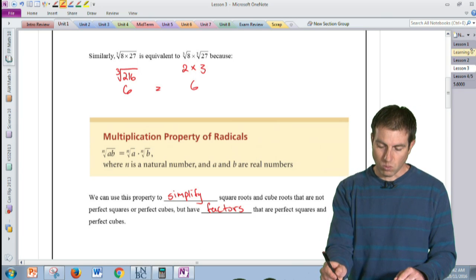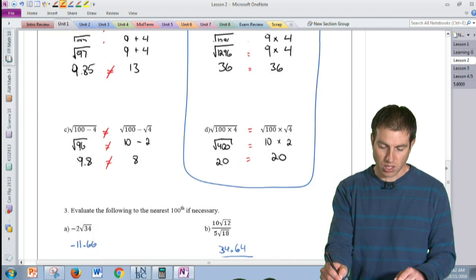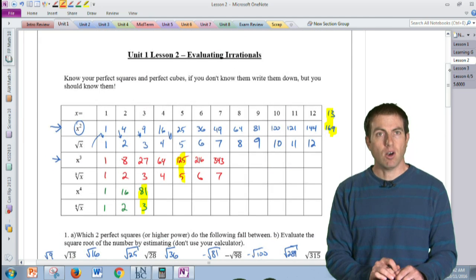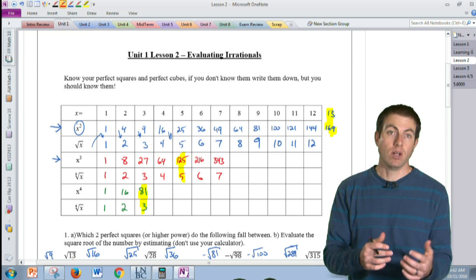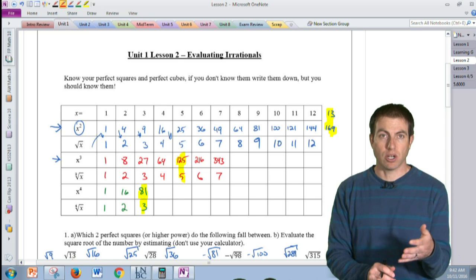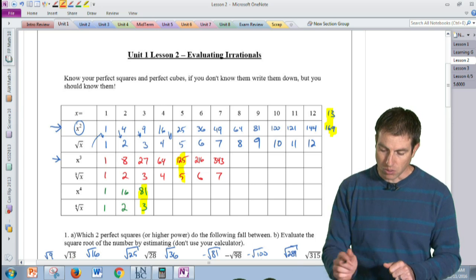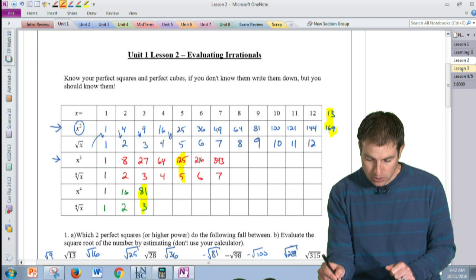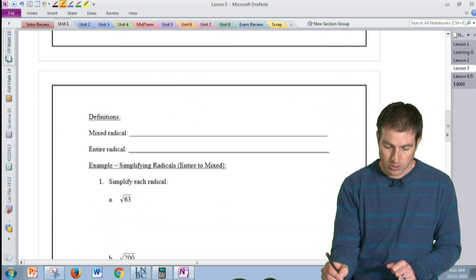So this is why we talked about this little chart here at the top of lesson 2. All these perfect squares and perfect cubes are going to become very important now. So if you want to have this chart out while you're doing the rest of today's lesson, I would strongly recommend it. It'll make your life a lot easier until you get a good grasp of the perfect squares and perfect cubes.